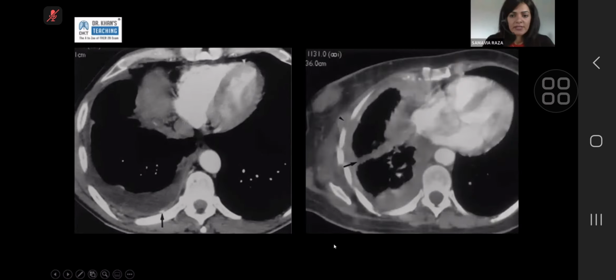This one right here, you can see progressing exponentially, encasing the whole of the chest, extending into the fissure, getting very thickened, very lobulated, enhancing, and this was mesothelioma.